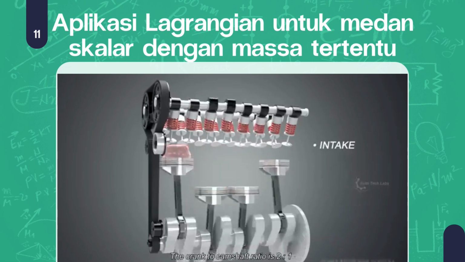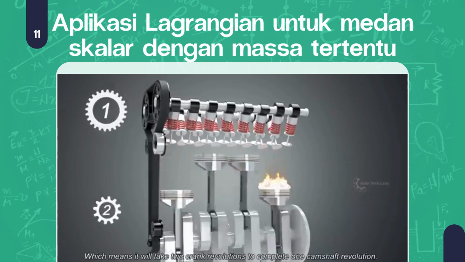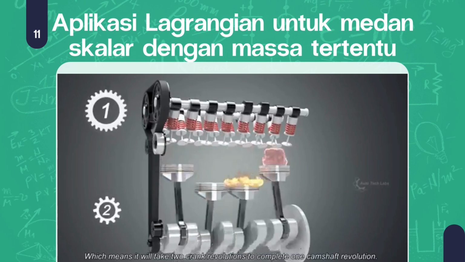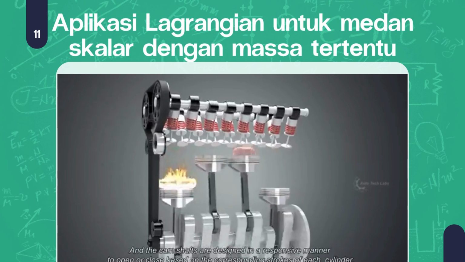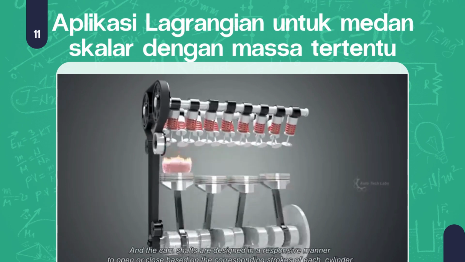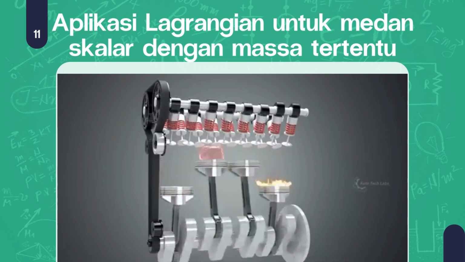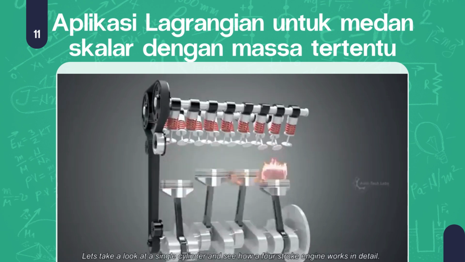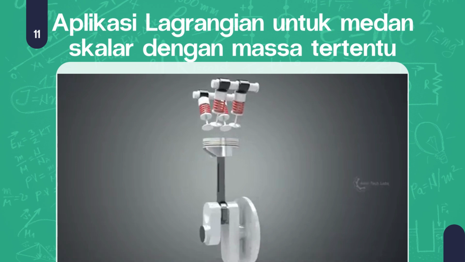The crank-to-camshaft ratio is 2:1, which means it will take 2 crank revolutions to complete 1 camshaft revolution. And the camshafts are designed in a responsive manner, to open or close based on the corresponding strokes of each cylinder. Let's take a look at a single cylinder, and see how a 4-stroke engine works in detail.